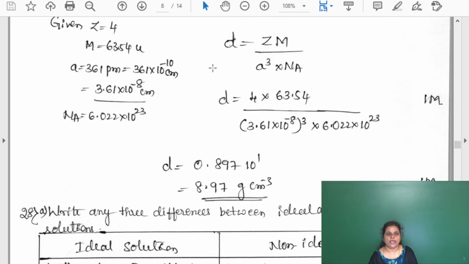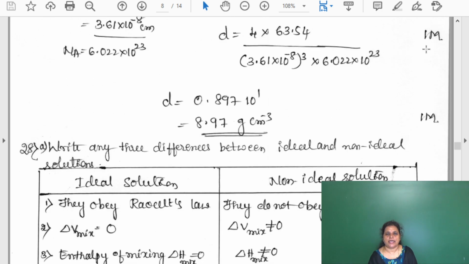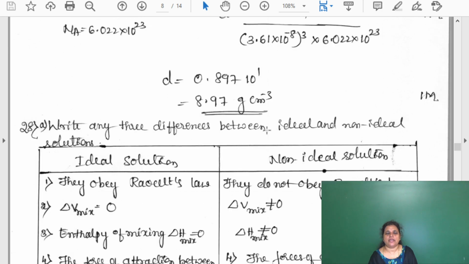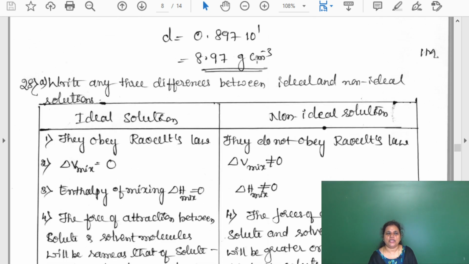Write the formula here. D is equal to density is equal to Zm divided by A cube into Na. Substitute. Writing the formula and correct substitution carries 1 mark. And simplify. When simplified, 897 into 10 power 1 is there. Put this decimal here, 10 power minus 1, and it cancels. 8.97 gram per centimeter cube, that you have to write. So the unit with the value carries 1 mark.